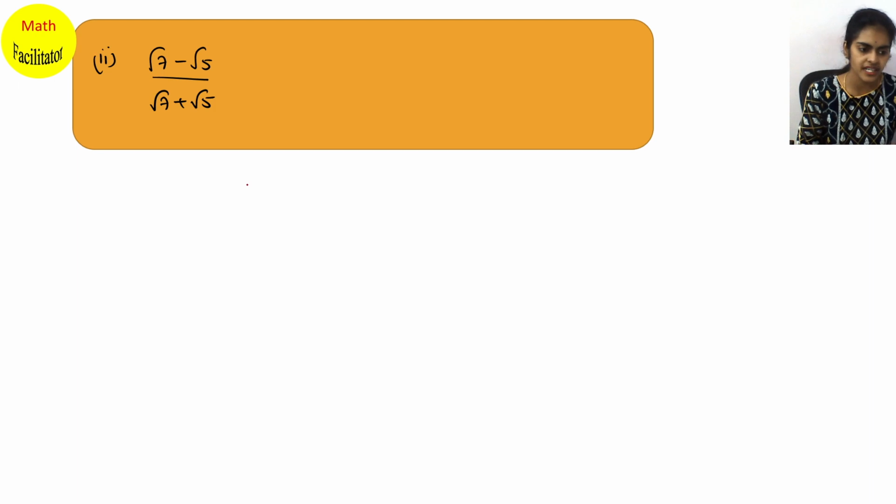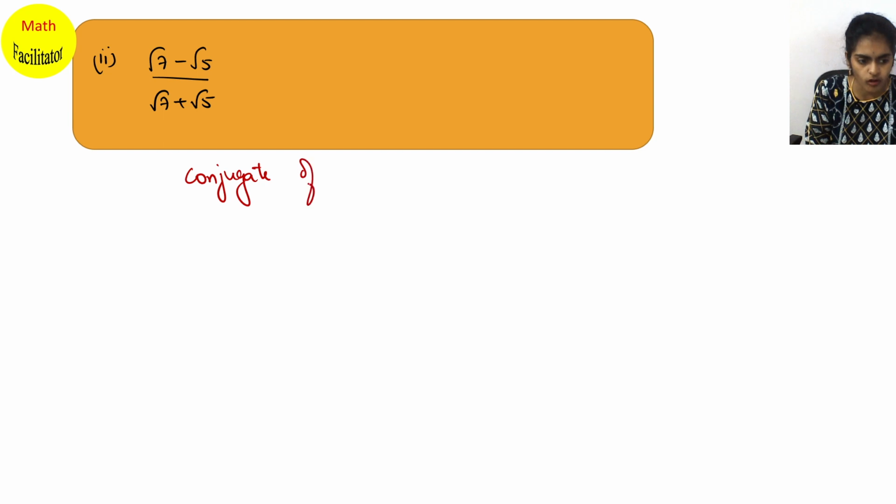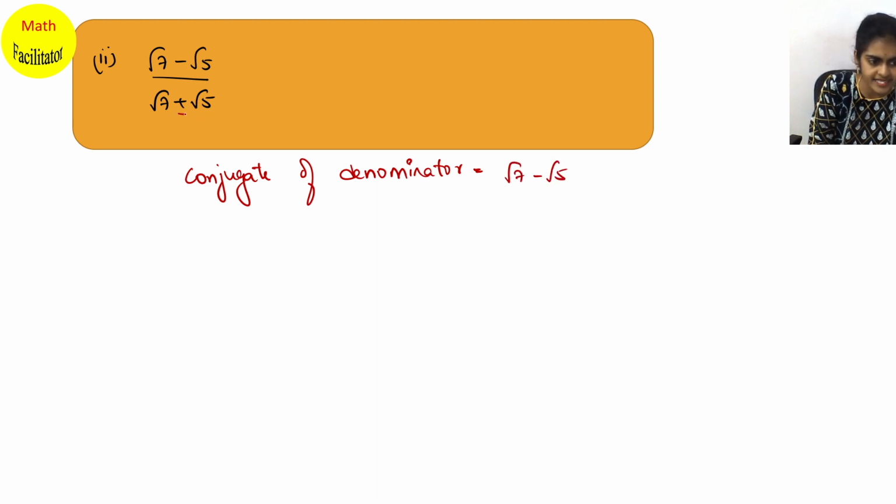Root 7 minus root 5 divided by root 7 plus root 5. Here also now what is the conjugate? What is the conjugate of denominator? Conjugate of denominator is nothing but root 7 minus root 5. You have a plus here, so conjugate will be minus root 5. So what will you do now?